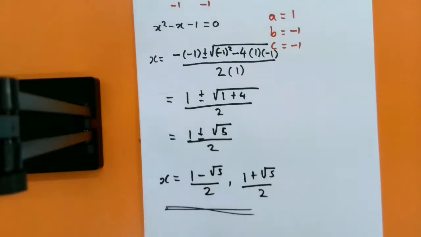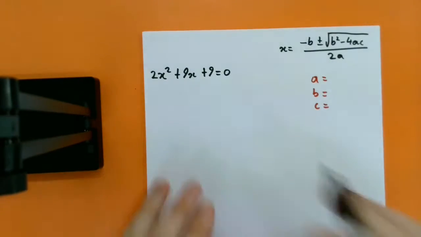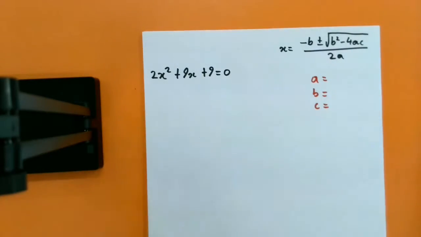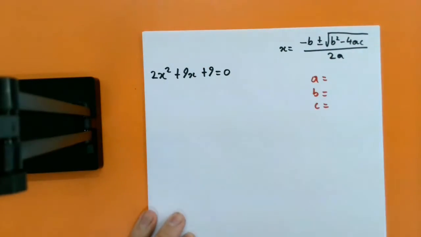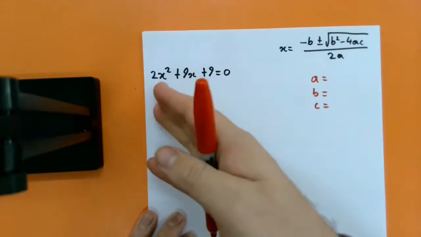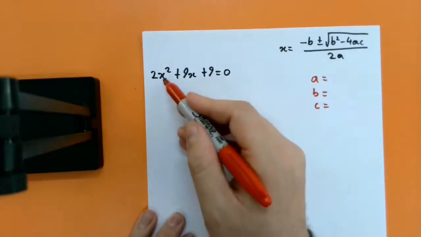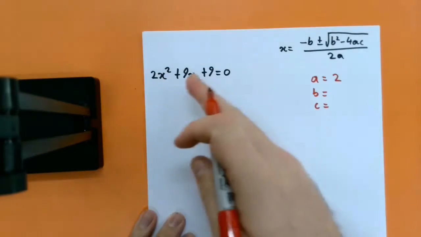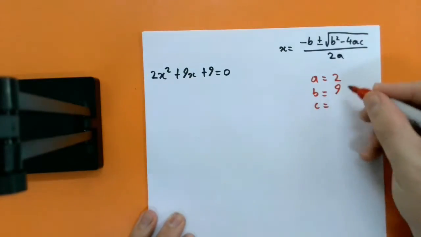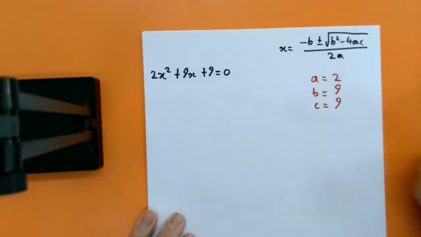Alright, so we'll do one more. For our last example, you'll notice straight away, we don't have to move anything in our equation. It's already been done for us because it's all equal to 0. So we're fine straight away to start using the quadratic formula. Just like last time, we're going to identify the coefficients of the terms. Remember, a is the coefficient of x squared, so in this case it is 2. b is the coefficient of the x term, so that is 9. And c is the constant term, and that is also 9.